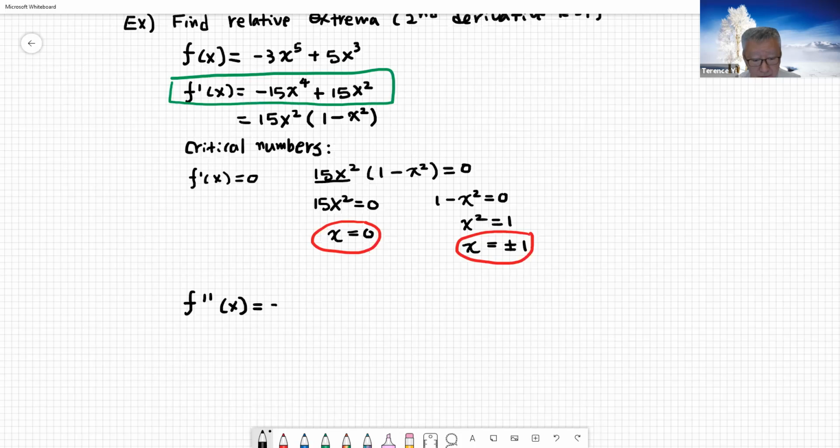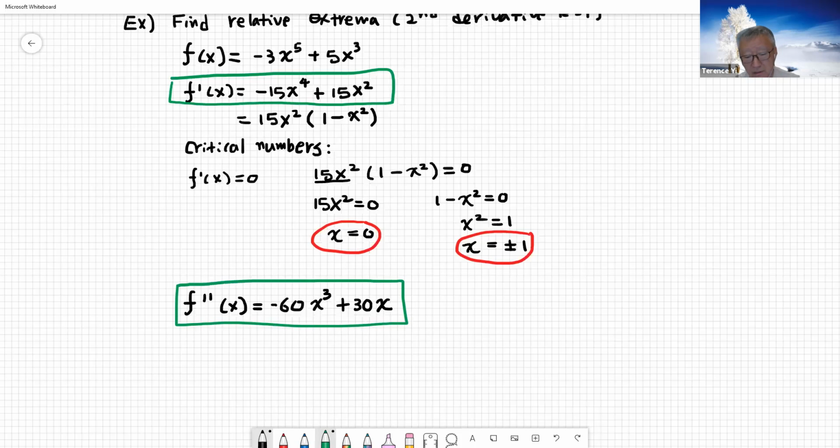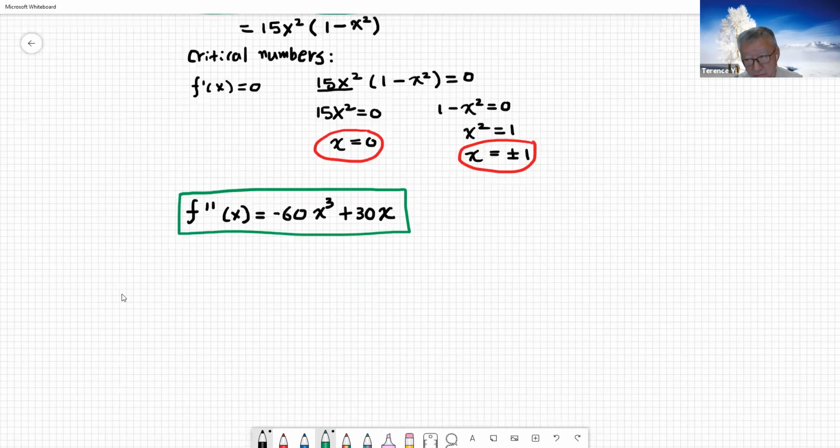So I have a minus 60x to the cube, plus 30x. All right, so we now have the second derivative of the given function. The second derivative test says you're going to plug in these critical numbers into f double prime of x. And if f double prime of c is greater than 0, it's going to be a relative minimum, and so on.